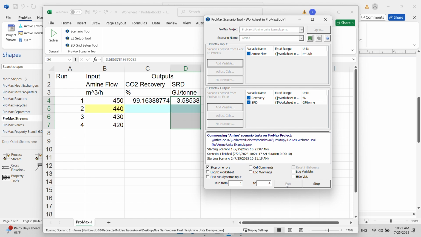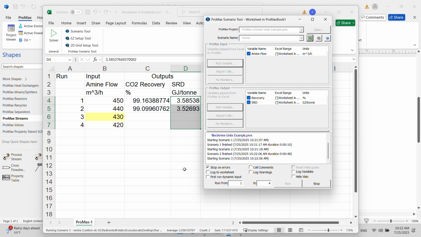So this way we should have all the results automatically updated in the Excel file, and we will be able to see the trends, etc. So you can see now it's running the second run, and now we've got a result, and we can already see the trend, right? Lower amine flow, we get slightly lower recovery. We also get slightly lower SRD because we are circulating less amine, so there is less amine going through the regeneration section, and this way we will automatically get the results.